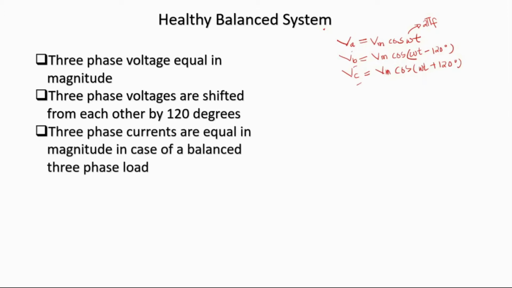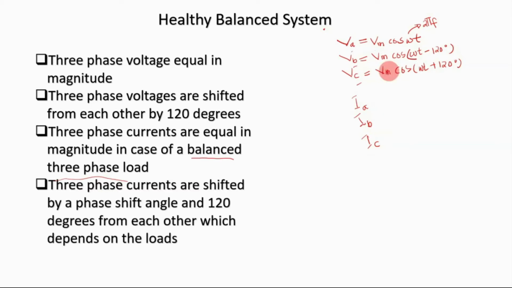For the third one, the three-phase currents are also equal in magnitude. So if you get the current of this one, let's say that is IA, the current of V sub B is IB, and the current of V sub C is IC. They should also be equal in magnitude, referring to the peak value of the currents multiplied by cosine omega t. But you should have a balanced three-phase load, so the current will be supplied equally to the balanced load. But if your load is not balanced, you can expect that the magnitudes of IA, IB, and IC will not be balanced either.